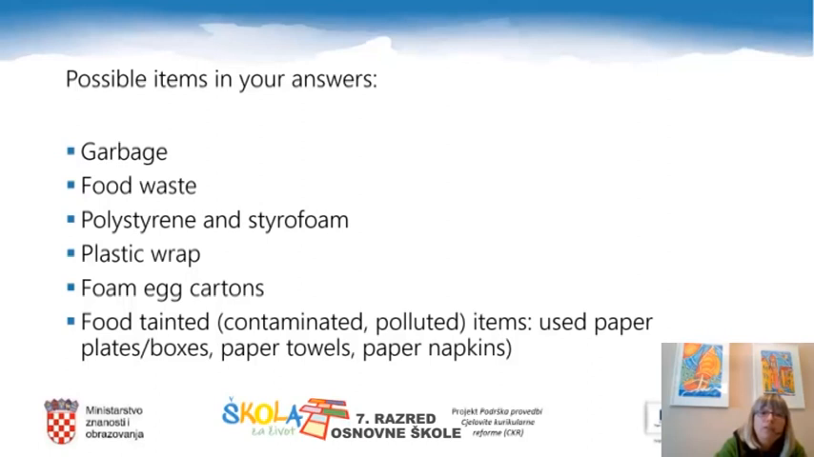Possible items in your answers are garbage, food waste, polystyrene, styrofoam, plastic wrap, foam egg cartons, food tainted, which means contaminated or polluted items such as used paper plates or used boxes, paper towels and paper napkins.